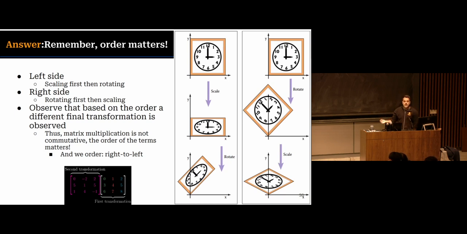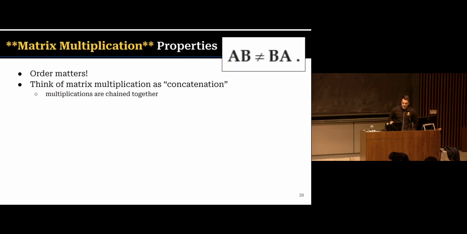When you're programming your games and something disappears off the screen, just ask, what order did I do it in? Did I do it backwards, thinking right to left in my multiplication? So order matters. It's not commutative.